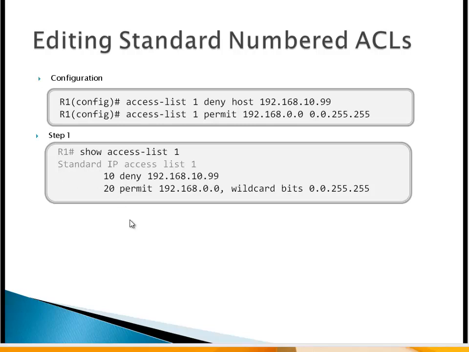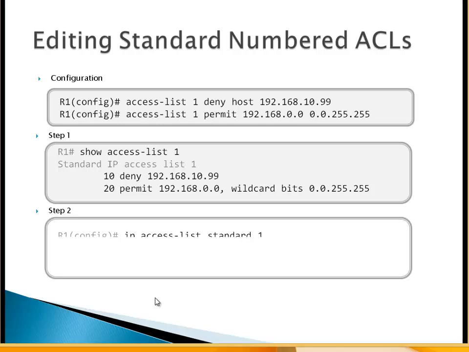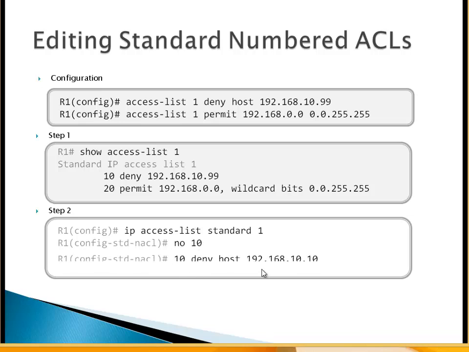We don't want that. So we can go to that access list: ip access-list standard 1, and then no 10. That's it. We have deleted sequence 10, and we add the new sequence. Again, it could be 10, or we could write a different number, 9, 8, 7, whatever, 15. 10 deny host 192.168.10.10.